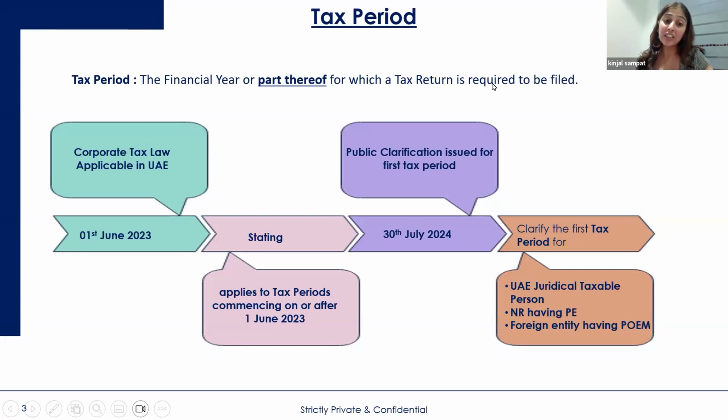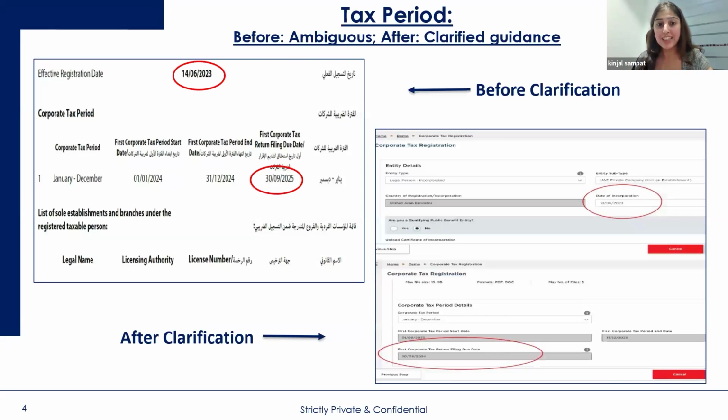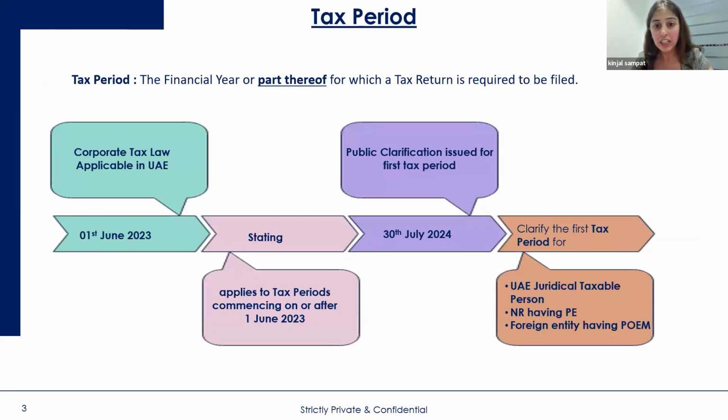So now why have we gathered here to discuss the 30-pager clarification which has come out? Because what is clarified by the public clarification released on 30th July is what would be the first financial year for the newly incorporated companies post June 2023, and thereby their corresponding first tax period. Now, reference is also drawn in this public clarification to commercial company laws, which clarifies that the first financial year would not be shorter than 6 months and will not be longer than 18 months.